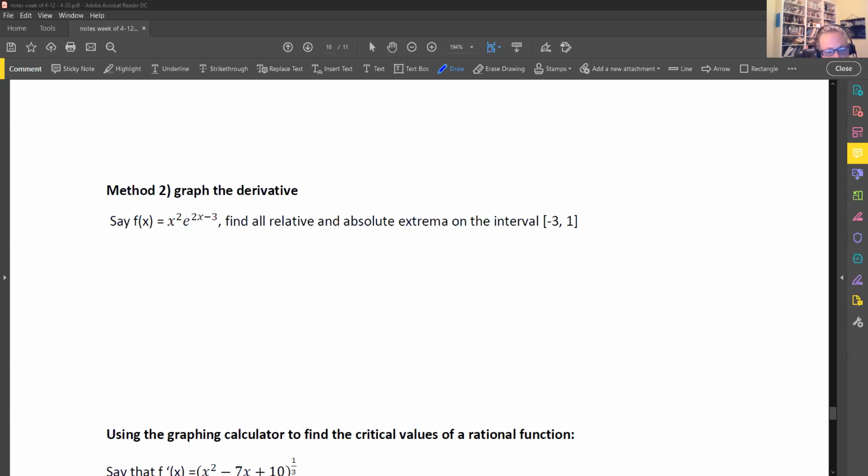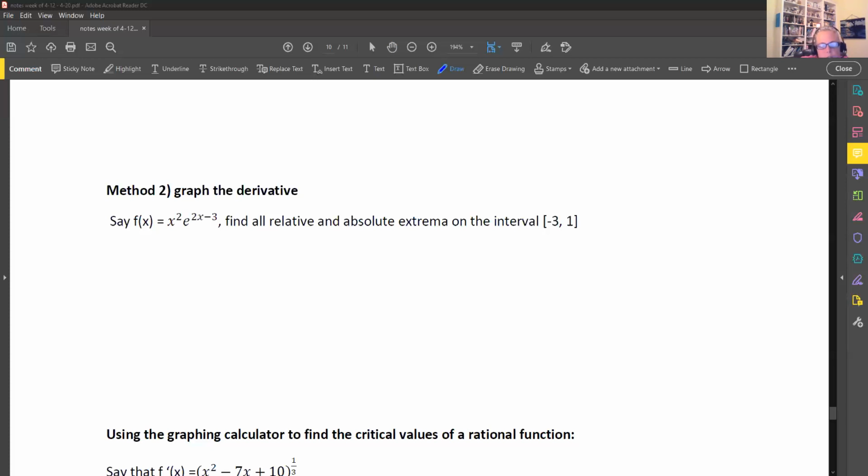So x squared e to the 2x minus 3. And what you do here is you type x equals x. Now this is going to graph slow, but it will give you the derivative. So I'm just going to hit zoom 6. And I need to change my window. I still can't see it.